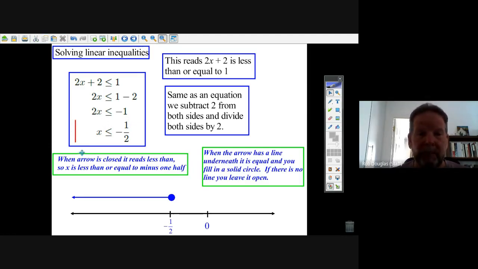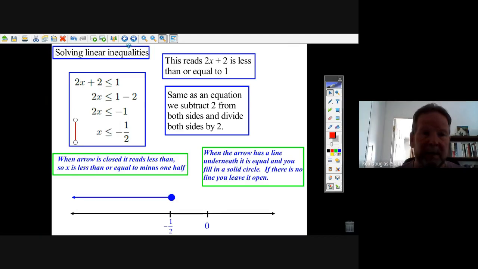When the arrow's got a line underneath it, it means less than or equal. And if you are asked to illustrate it on a number line, you just put minus 1/2 on the number line. Maybe you could put a little 0 there to show that it's less than 0. You label minus 1/2. And if it's equal, you fill in a solid circle and then an arrow showing that it goes to infinity to the left. All the real numbers less than minus 1/2. That's how you show it on your number line.